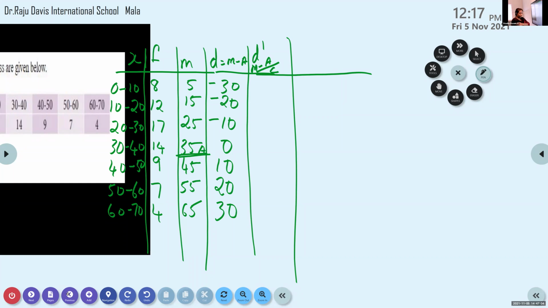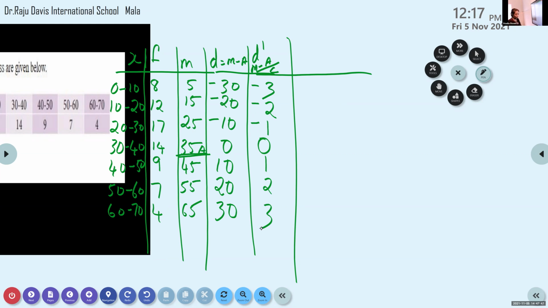It's very easy. Easily you can put it into a small number. What you will get for the first one? D dash. Anybody got? -3. Second one. Directly you can divide this by 2, 10. Minus 2, then minus 1, then 0, then 1, 2, 3. Now you got D dash.